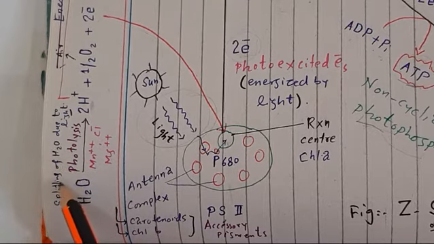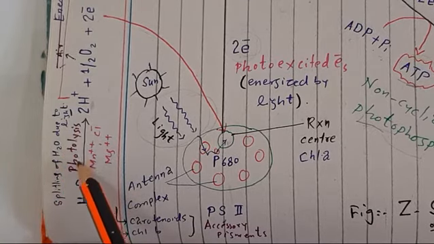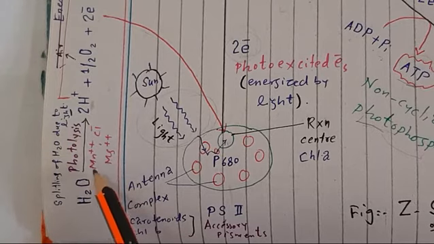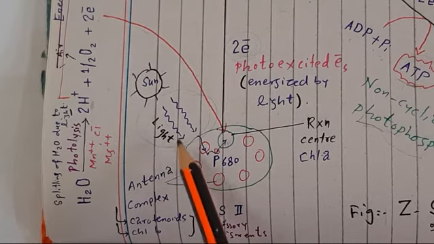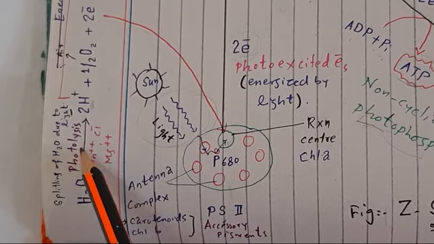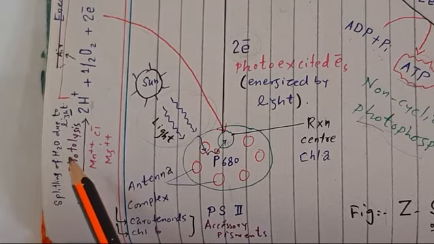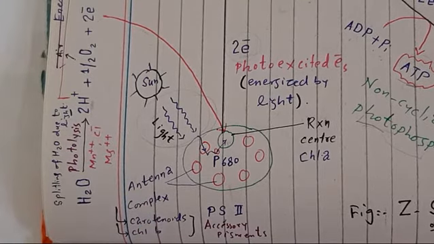What is photolysis? The splitting of water due to light. Photo means light and lysis means splitting, in the presence of manganese chloride and magnesium ions. So when photosystem 2 absorbs light, the water molecule splits. Photolysis takes place, releasing oxygen and electrons.